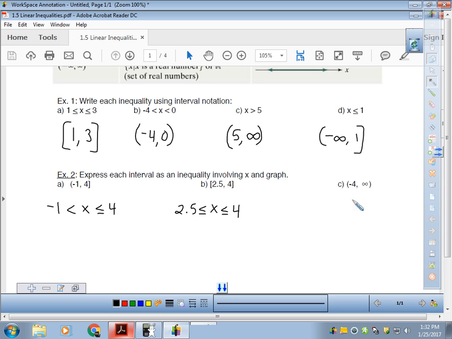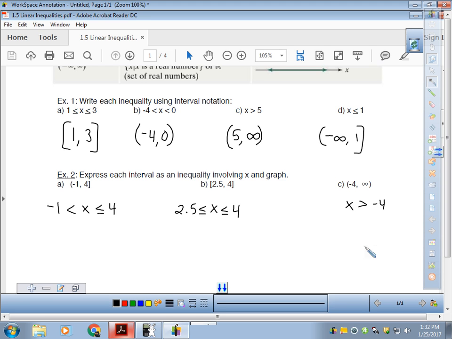All right, and then example 2c, we have an interval -4 to infinity. To express this one, we can't do compound like this with three things. All we do is we just say x is greater than -4, because infinity is bigger than -4, so it's greater than. So we say x is greater than. And we're not going to use an equal to here because that -4 is in parentheses. So that's how we would write it as an inequality.